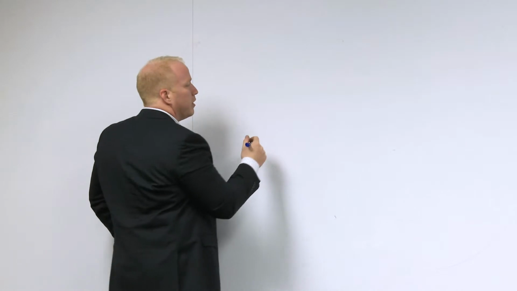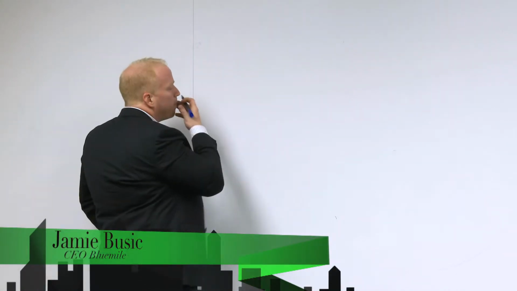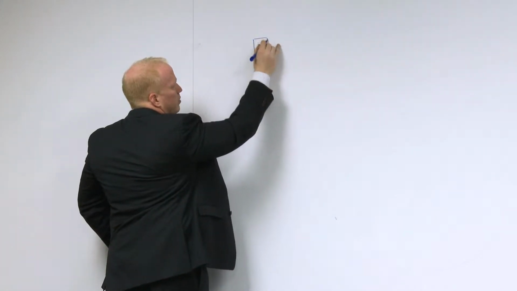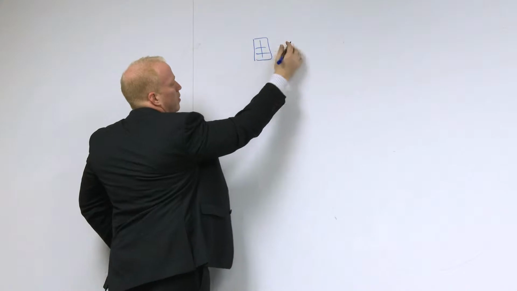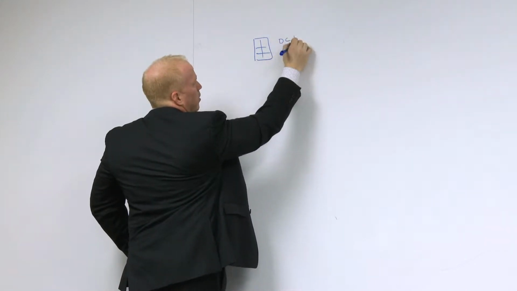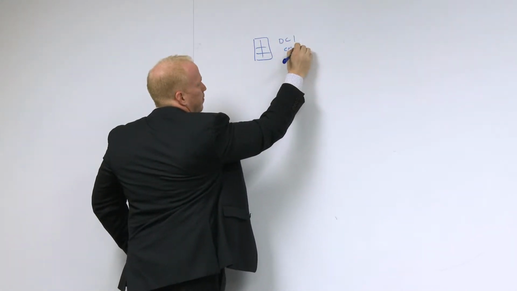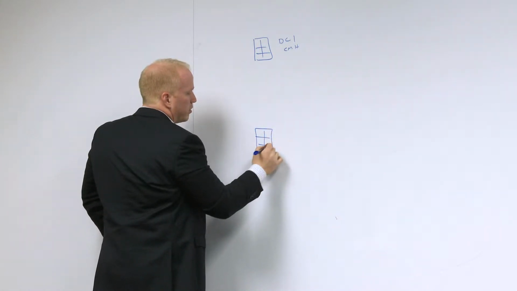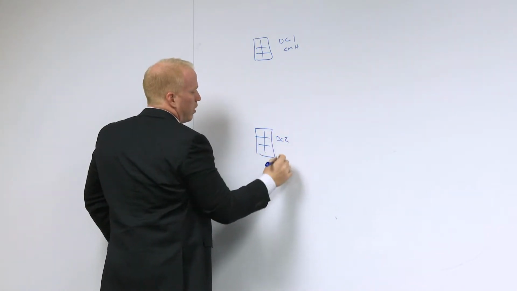We have two levels of DR. We have intra- and inter-city DR inside of our cloud. And the first is we have systems, let's say, in data center 1 in Columbus. And then we have systems in data center 2 in Columbus.